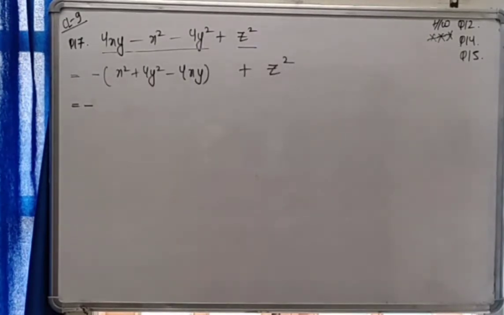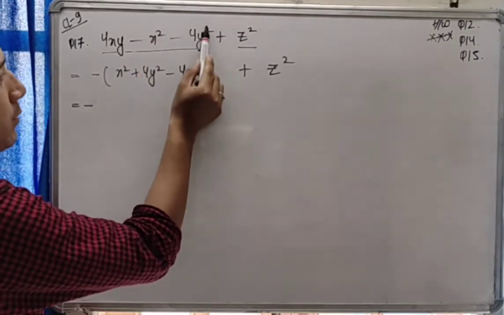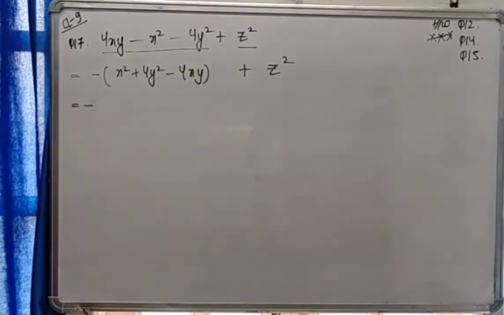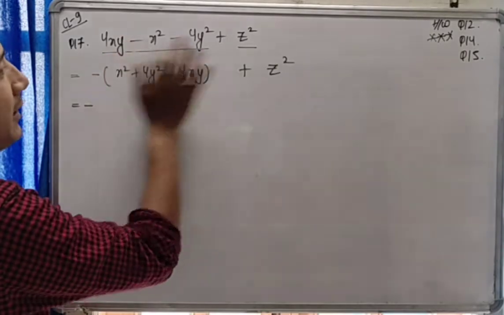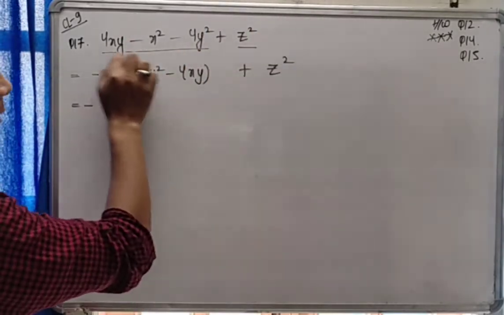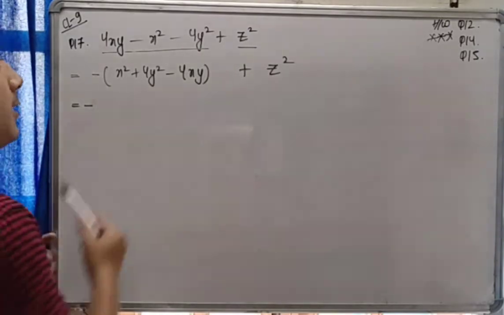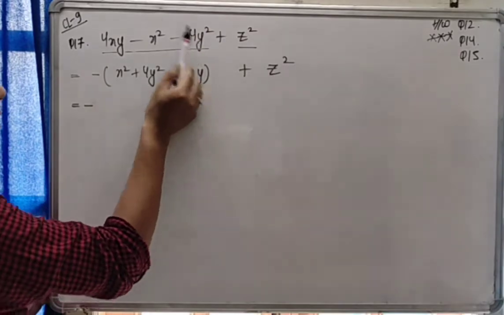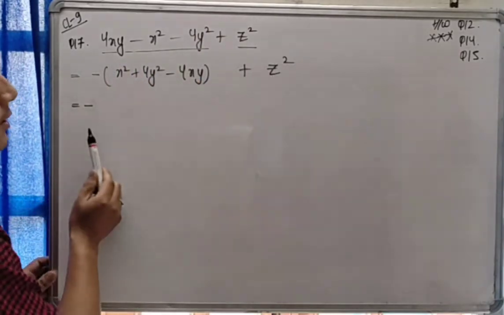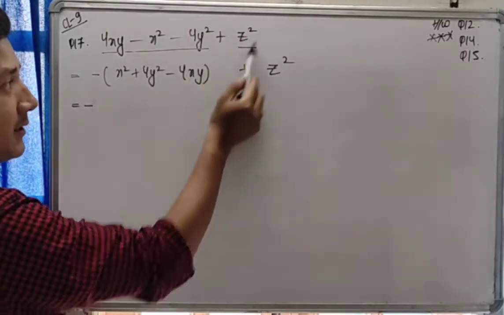Alright, boys, let's move ahead with number 17. In question number 17, the question is 4xy minus x square minus 4y square plus z square. Let's make it into 2 groups. Since x and y are still here and z is a different variable, I'm keeping this as the first and this as the second group. Clear? Now, why first group? Because x and y are included and this z is different. So that's why I'm keeping these 3 terms as first group, and this as second group.